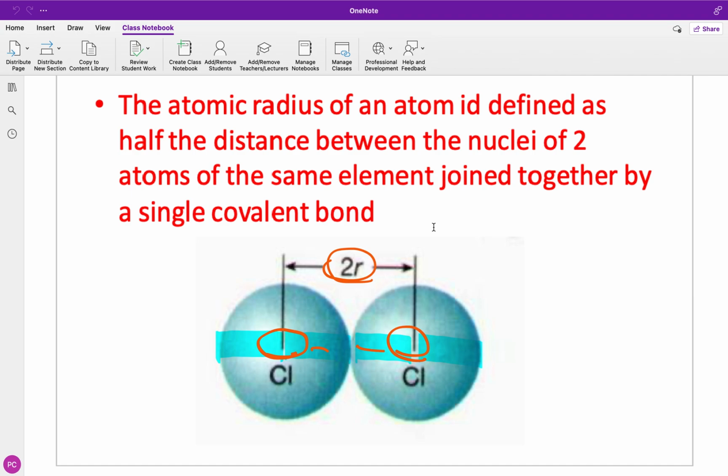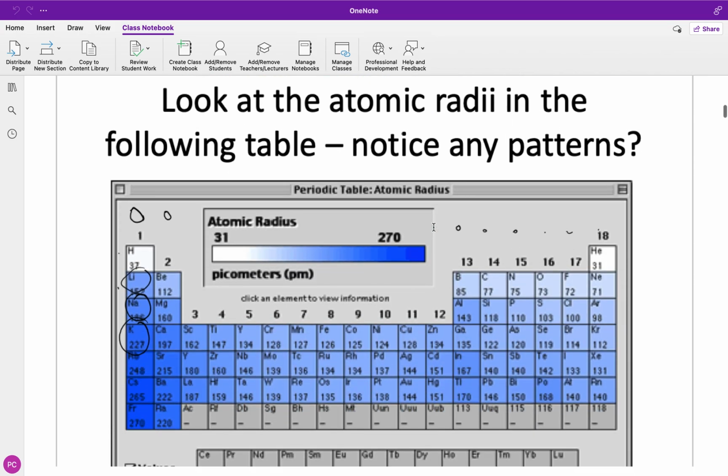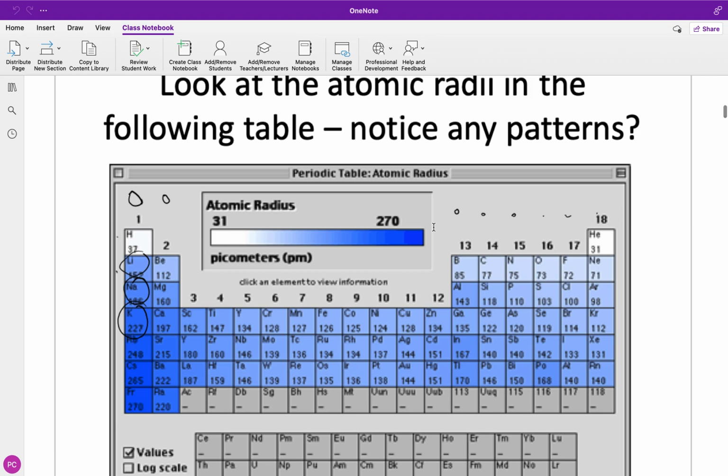The atomic radius of an atom is half the distance between the nuclei of two atoms of the same element joined together by a single covalent bond. So chlorine is joined to chlorine by a covalent bond, and half of that distance is the atomic radius. Basically, from the center of the nucleus to the edge of the furthest orbital would be your atomic radius. So here is the atomic radius on a periodic table.